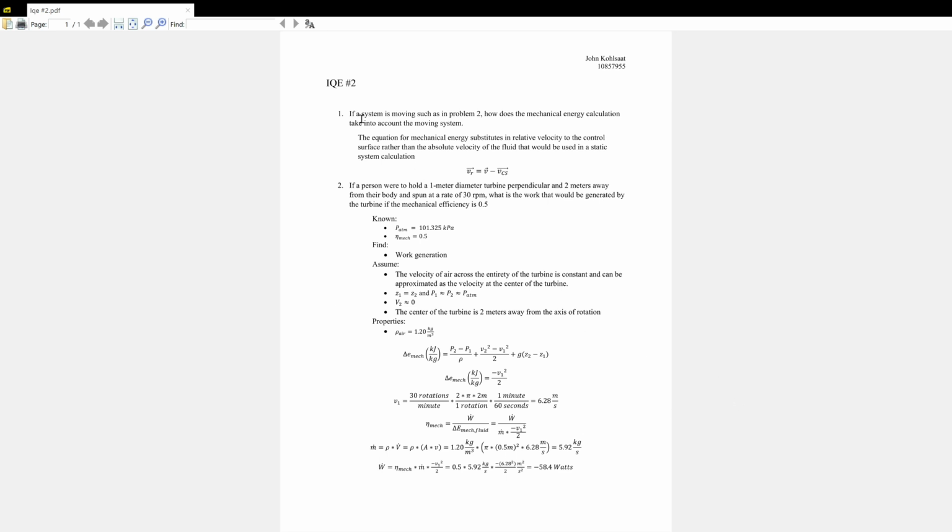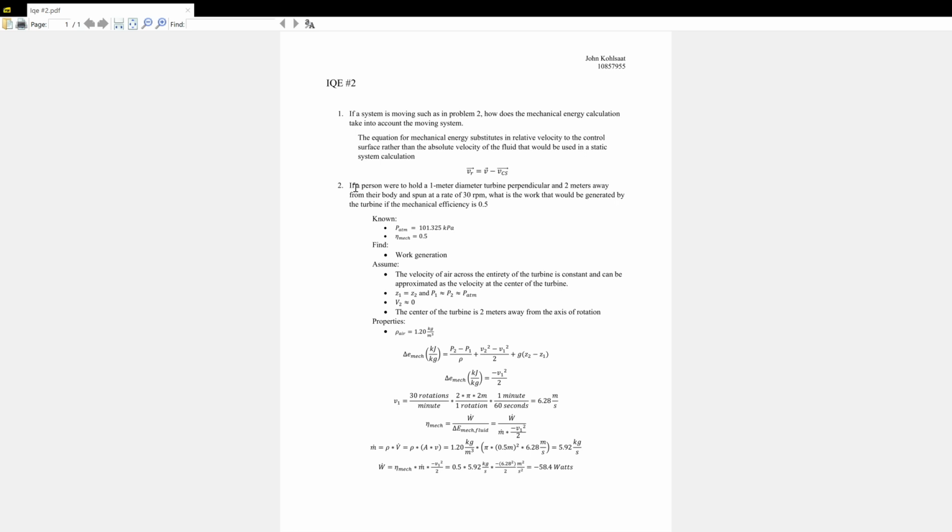So for question number 1, it asks, if a system is moving such as the one in problem 2, how does the mechanical energy calculation take into account the moving system? And the answer here is essentially that it takes a relative velocity rather than an absolute velocity compared to the control surface, which can be represented by this equation, where the relative velocity to the control surface is equal to the absolute velocity minus the velocity of the control surface. And this will be used later in question number 2.